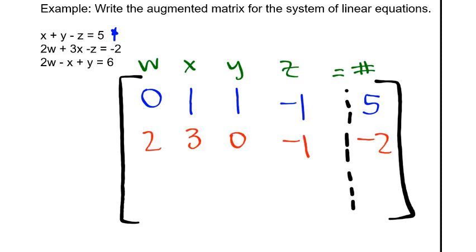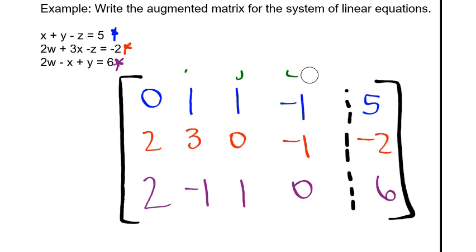Then you go ahead and have your second equation there. You've got your 2, your 3, your 0, negative 1, and negative 2. 0 for y because there is no y there. Then you've got your last one. This time the 0 goes in the z column because there is no z there. Guess what? This is your augmented matrix. However, for the augmented matrix, it does not need these at the top. There we are. And moving on.